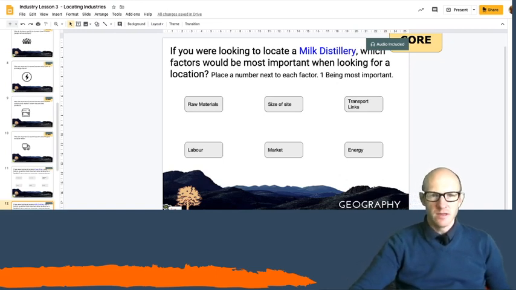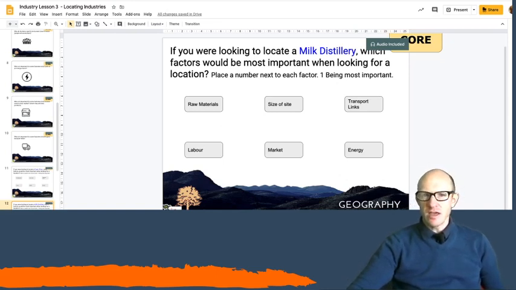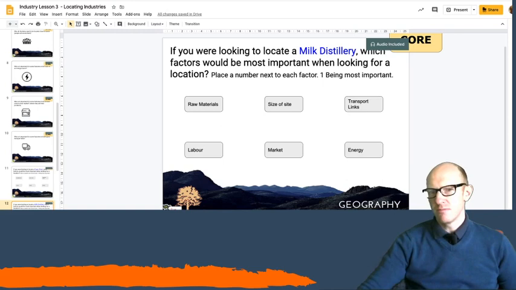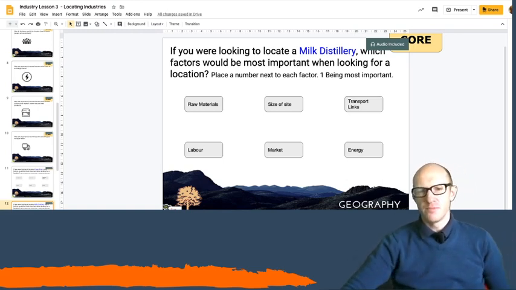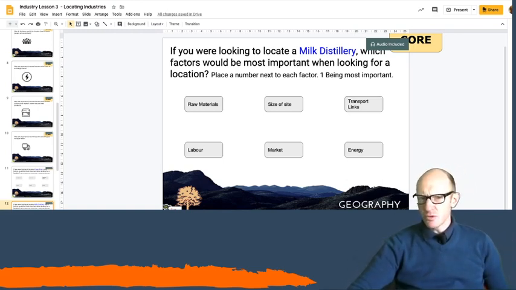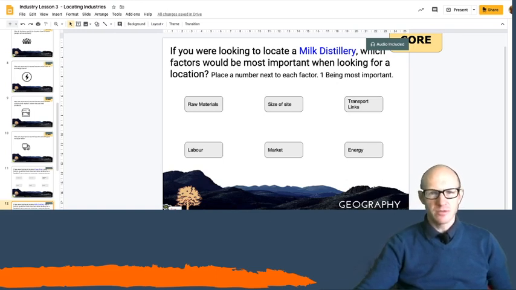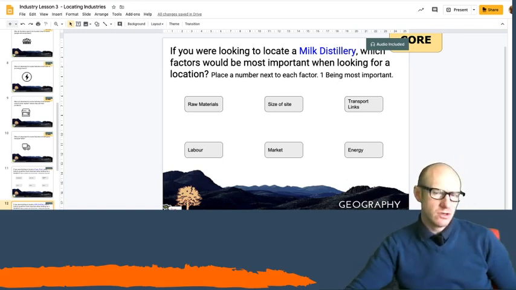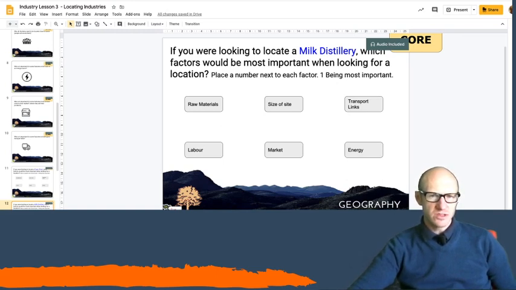Next slide. If you were looking to locate a milk distillery, a place where they sort of create milk, which factors would be most important when looking for a location? Now you need to think about the quality of the milk here. Milk goes off. It needs to be kept fresh. It needs to be kept chilled. How far could you send your milk? What are going to be the most important factors?